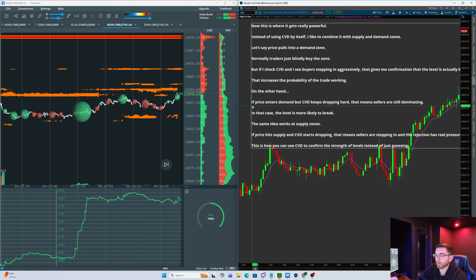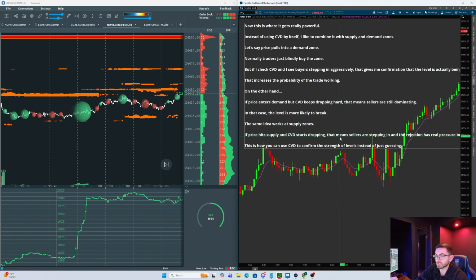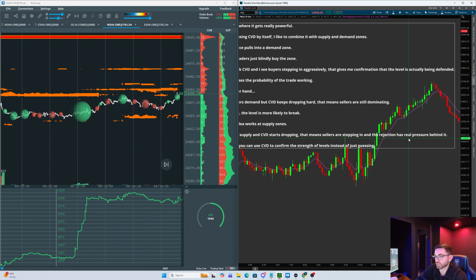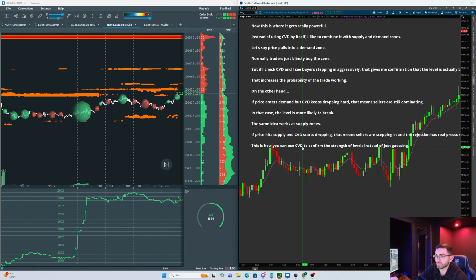On the other hand, if price enters demand but the CVD is dropping hard, that means sellers are still dominating. In that case, that level is more than likely going to break, and again, we saw it multiple times last week. The same idea works at supply zones. If price hits supply and CVD starts dropping, that means sellers are stepping in and the rejection has real pressure behind it. This is how you can use CVD to confirm the strength of levels instead of just guessing. So again, when we go up to a supply zone, we want to see CVD start coming down. If we go down into a demand, we want to see it start coming up.